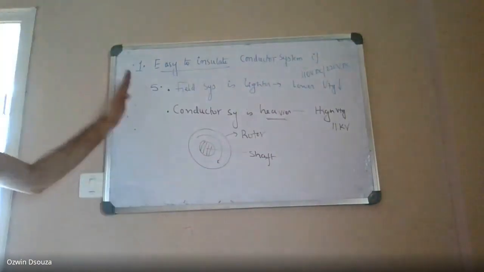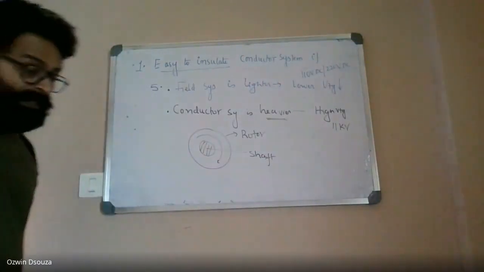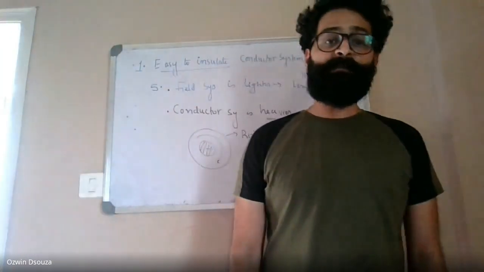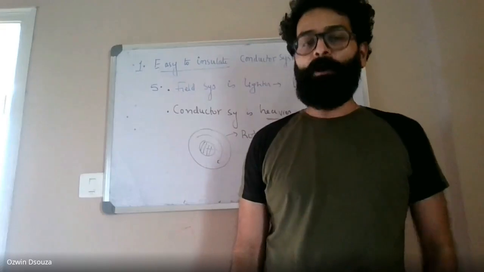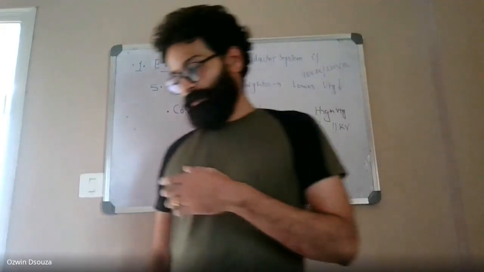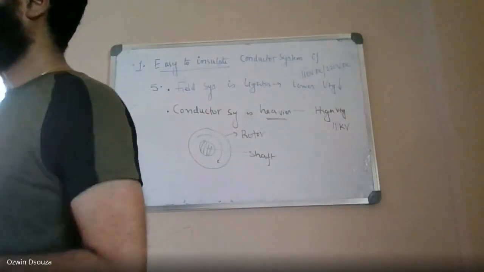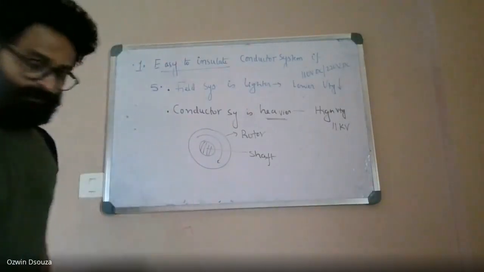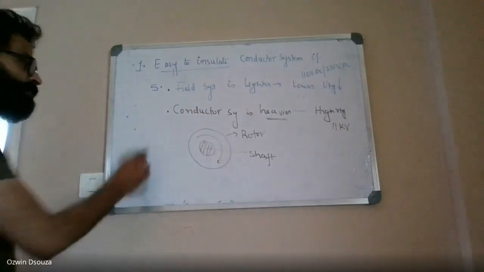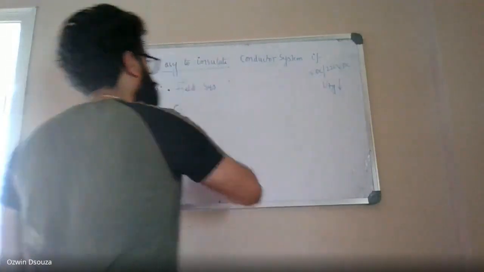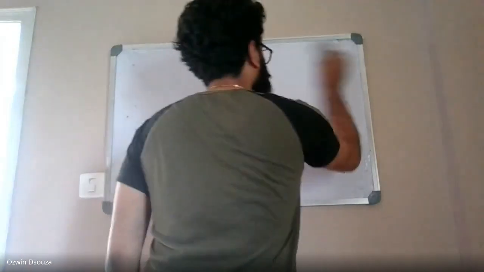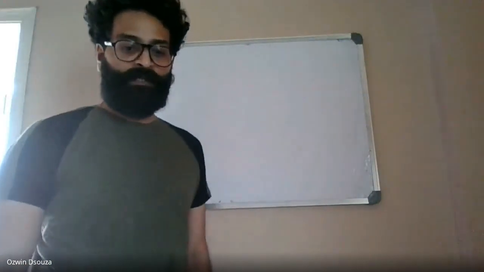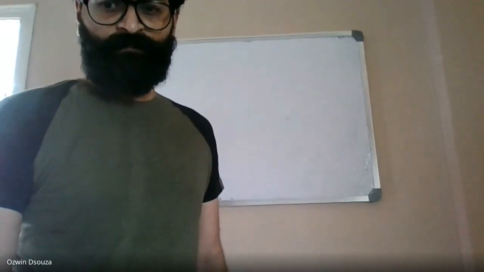All right. So these are the 5 major advantages of keeping the field system onto the rotor side, or by keeping the conductor system onto the stator side. Okay. So that concludes today's session as well as the alternator chapter. All right. If you have any doubts, you can ask me.